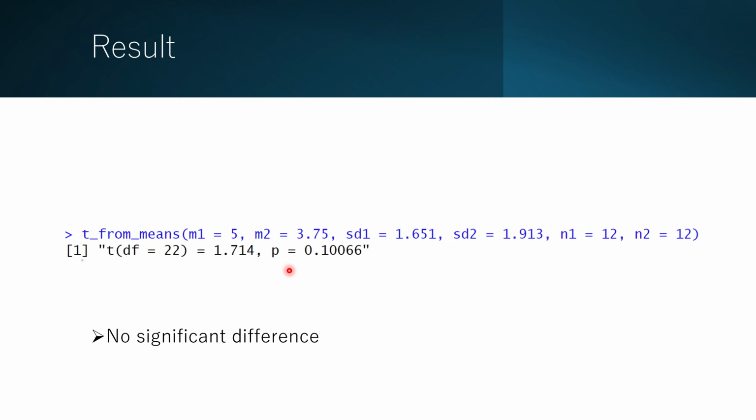And the p-value is 0.10. This is larger than 0.05. So we conclude that there is no significant difference between the two groups. That is the result.